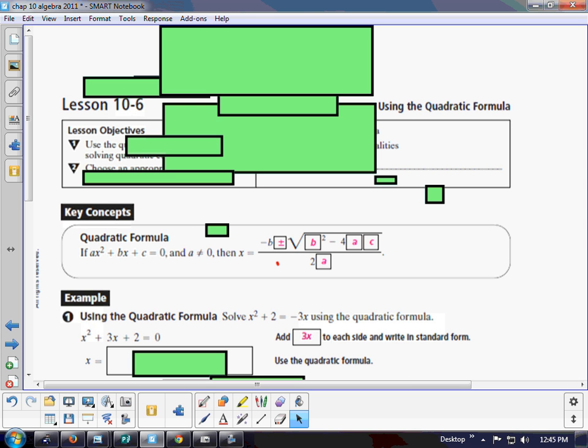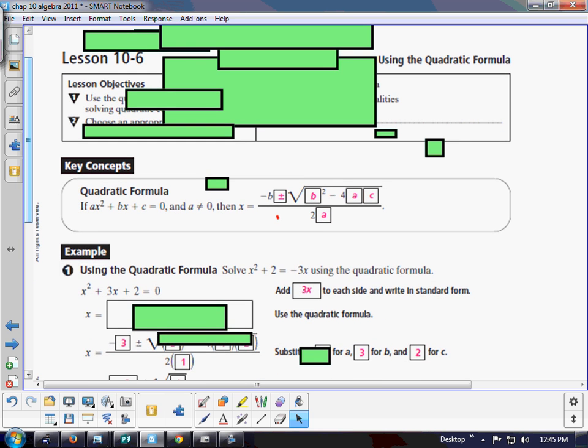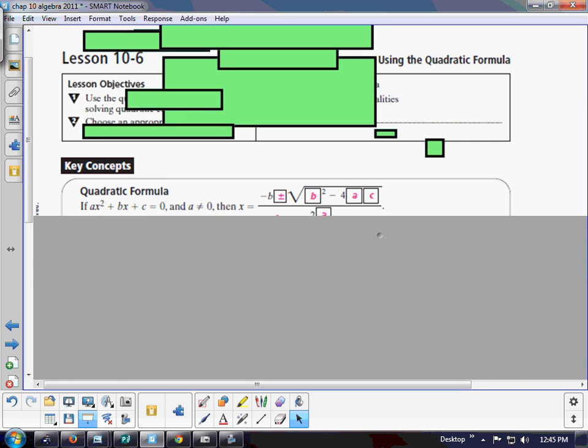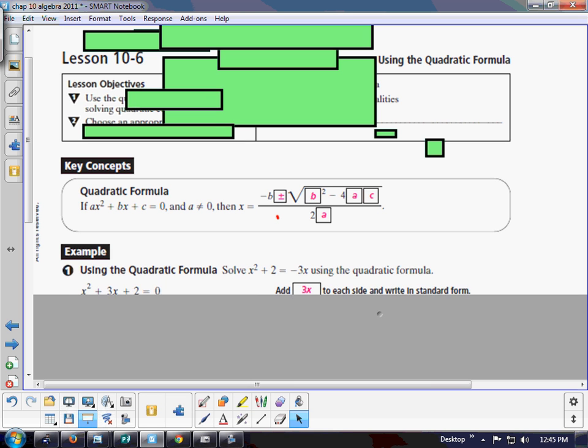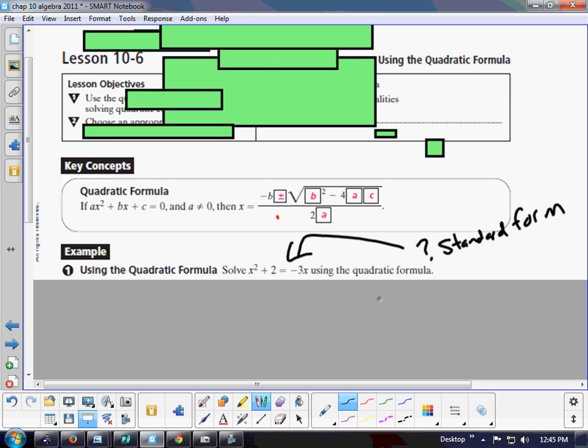Okay, so we're going to fill in these notes here. First of all, the first thing you do is check to see if you're in standard form. So if you want to write a little note off to the side, is it in standard form? So is this in standard form? And the answer is, if you look at what I gave you for standard form, no, it's not. In order to use the quadratic formula, you have to have it in standard form.